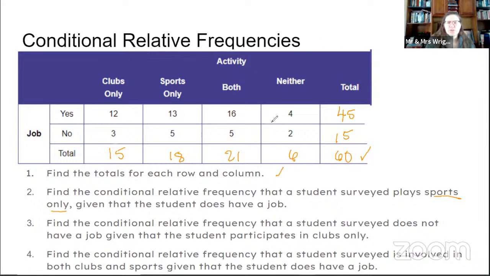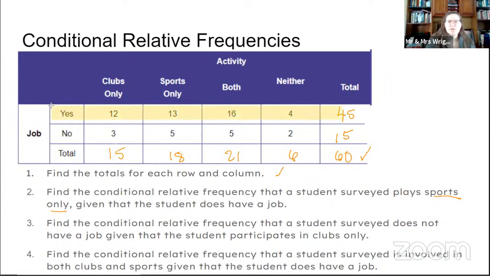Okay. So I'm going to put a box. It's helpful when you're doing this to take a piece of paper and cover up the data that you're not interested in, but it's going to be hard for me to cover up the data I'm not looking at on the screen. So instead I'll highlight it. Let's see if this is going to work. So we want to know, okay, plays sports only, given that the student does have a job.